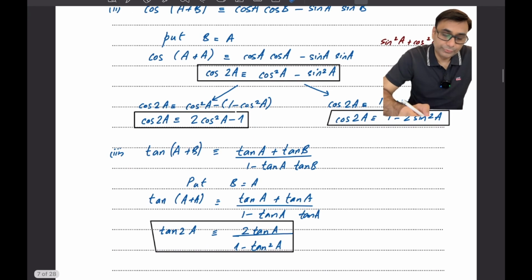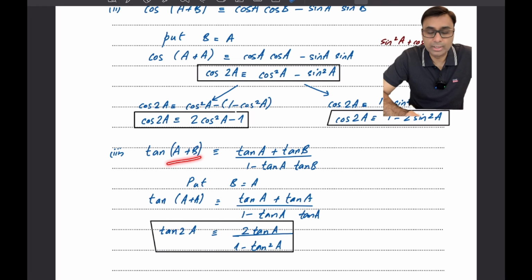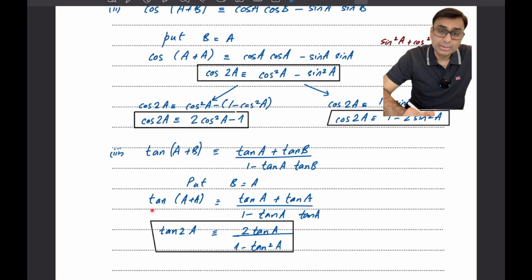Similarly, if I have to prove the double angle formula for tan, I can start from the compound angle formula for tan a plus b and again replace b by a. So this becomes tan of a plus a, tan a plus tan a, and 1 minus tan a into tan a. Tan a plus a becomes tan 2a, tan a plus tan a becomes 2 tan a, and tan a into tan a becomes tan square a, and hence you get the formula for tan 2a as 2 tan a over 1 minus tan square a.